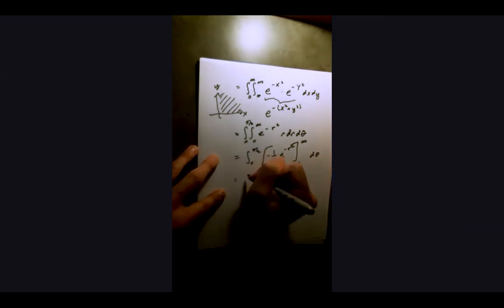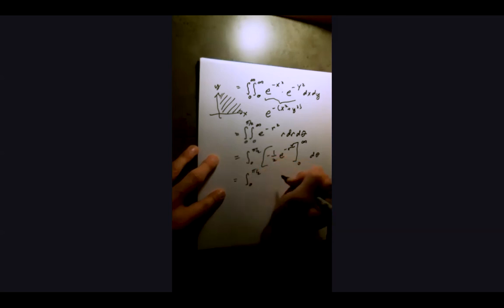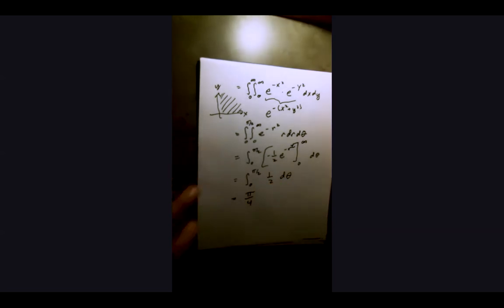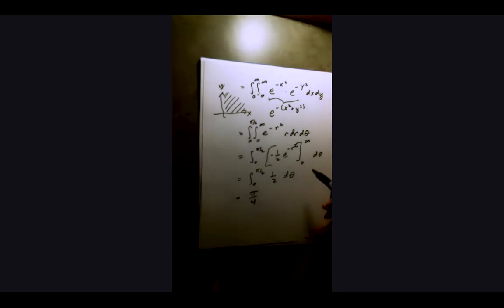So this is going to actually be the integral from 0 to pi over 2 of 1/2 d theta, which is a funny way of writing pi over 4. Is it negative 1/2? It's positive 1/2 because of the fundamental theorem. It'd be plus this one minus that one.